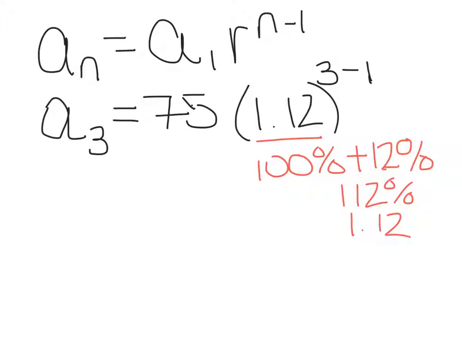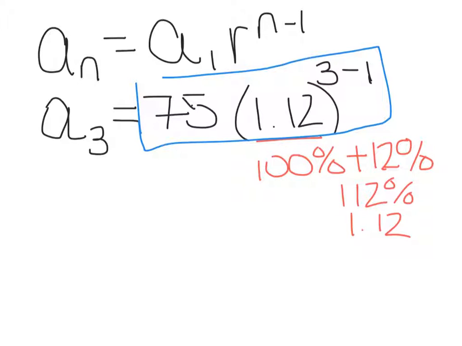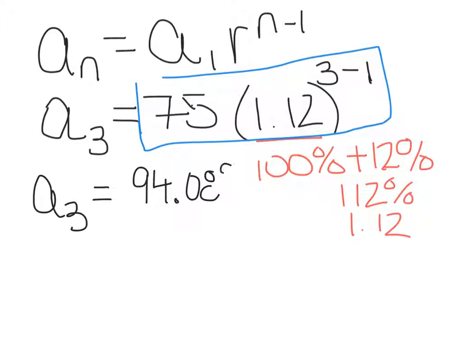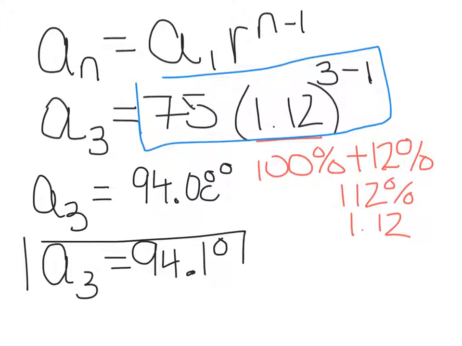And so now all you have to do is type this thing that I'm boxing in blue in your calculator. The calculator is going to tell you that a sub 3 equals 94.08 degrees. But make sure you read the problem and answer what it said. It says, what will the temperature be in the hot tub after 3 hours? And then it says round to the nearest tenth of a degree. So to get the problem right, a sub 3 is going to be 94.1 degrees. And there is our answer.